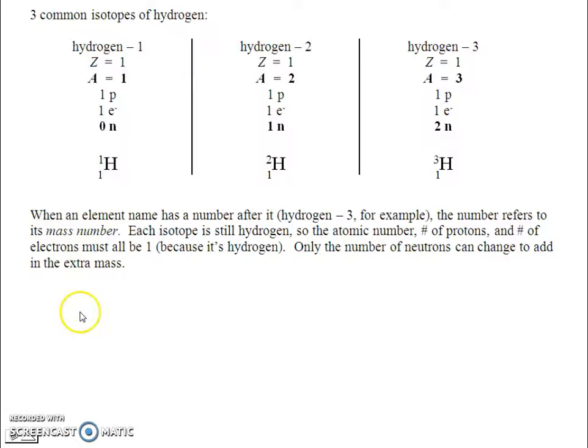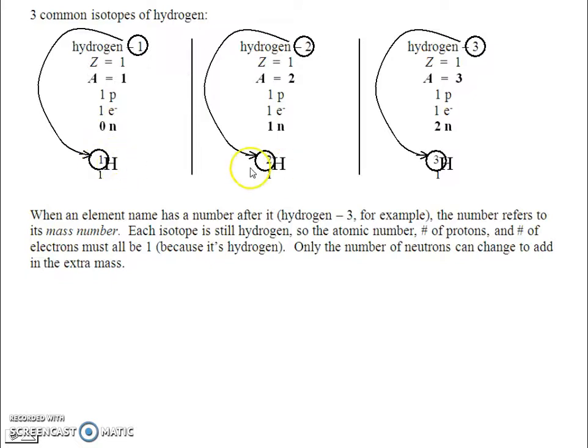Still hydrogen, though. That's why there's always 1 proton here. That's the atomic number, Z is always 1. That identifies it as hydrogen, but the number of neutrons can change to change the mass. They're all still 1 electron because they're neutral, but 0 neutrons, 1 neutron, 2 neutrons doesn't change the fact that it's hydrogen. Here it's hydrogen 1, so its mass number is 1. Hydrogen 2, its mass number is 2. Hydrogen 3, its mass number is 3, which is also shown here at the upper left-hand corner.